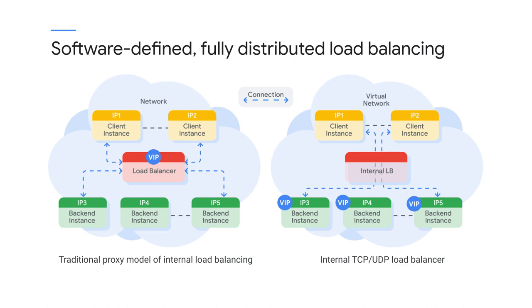Google Cloud internal load balancing distributes client instance requests to backends using a different approach, as shown on the right. It uses lightweight load balancing built on top of Andromeda, Google's network virtualization stack, to provide software-defined load balancing that directly delivers the traffic from the client instance to a backend instance. For more information on Andromeda, see the link section of this video.